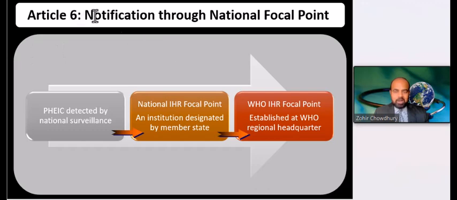Here is actually a good summary of the notification through the national focal point, which is detailed in Article 6. You can see that at the national level, state parties are required to assess all urgent events within their territories by using decision instruments within 48 hours. And this will be detected by their national surveillance. And at the IHR focal point, once the information comes in, they'll evaluate that within 48 hours. If they find that the event meets the criteria to be notified to WHO, within 24 hours, they must notify WHO of this specific event that occurred within its border.